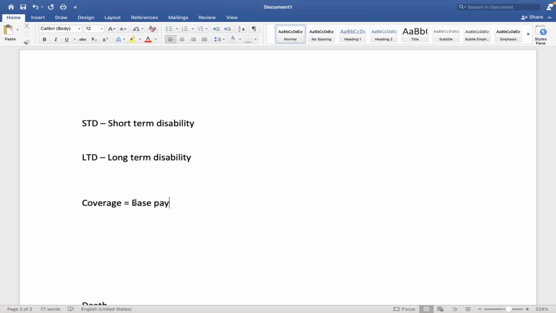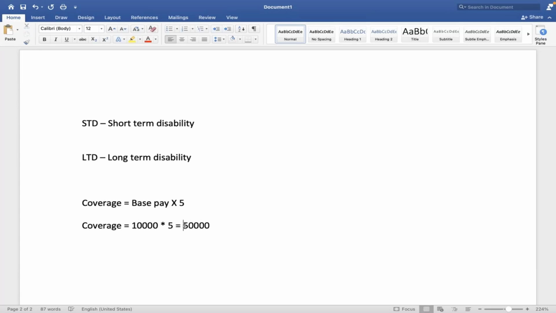Base pay multiplied by 5 times. What does it mean to multiply by 5? We can call it base pay multiplied by 5. So that means coverage. Assume an employee's base pay is 10,000 US dollars per annum, multiplied by 5, that is 50,000 US dollars, the employee will get as coverage. If anything happens to the employee, long-term disability, the company will offer this much amount.